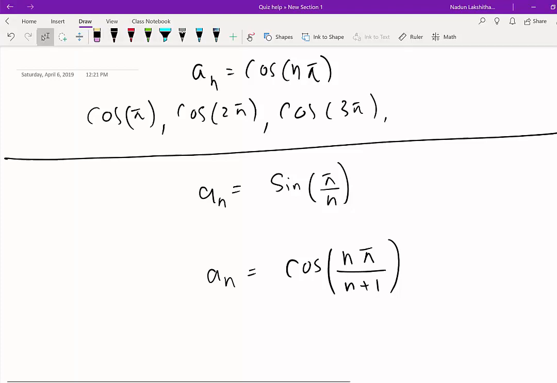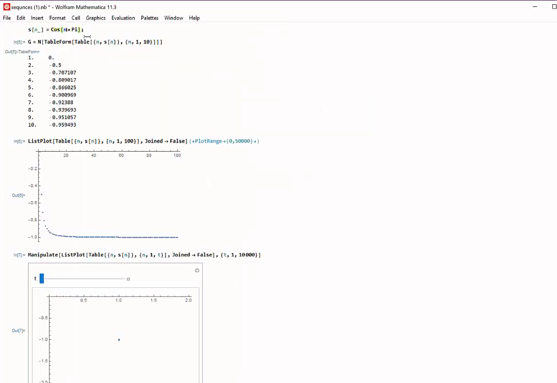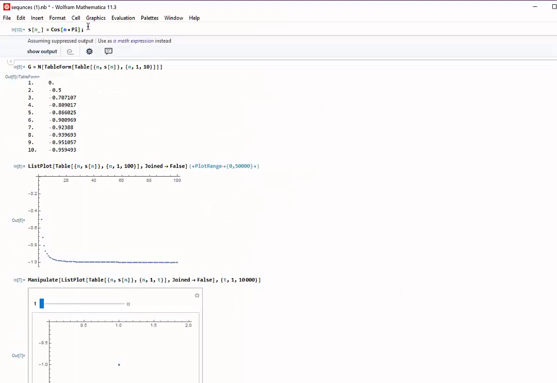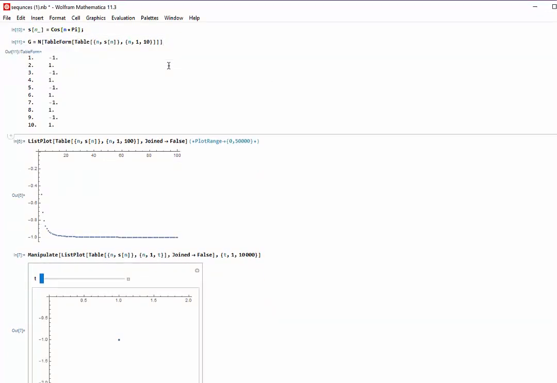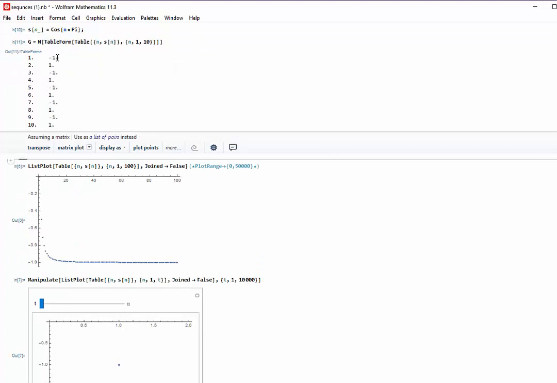Okay, so let's visualize it. Let's see what's going on. So cosine n pi. As you can see, the values of the sequence are switching between -1 and 1, -1, 1, -1, 1. Okay, so what do you think?